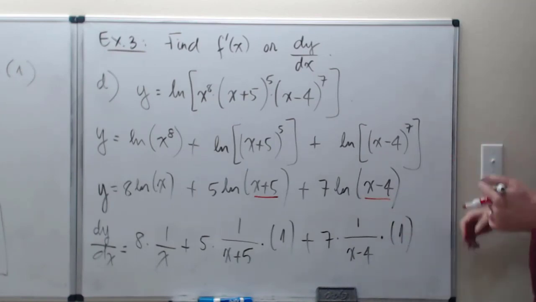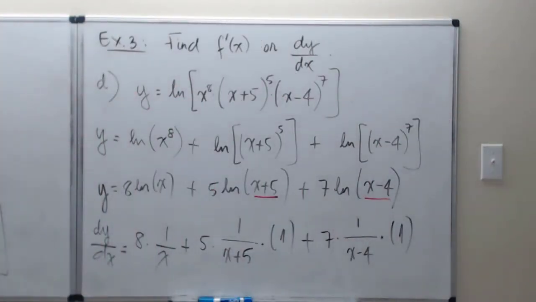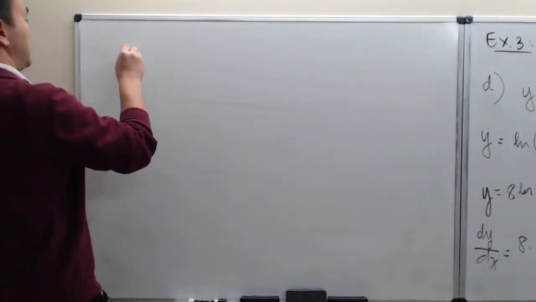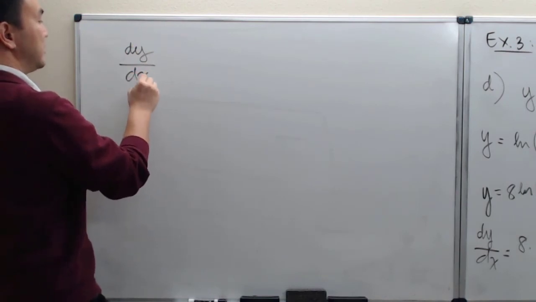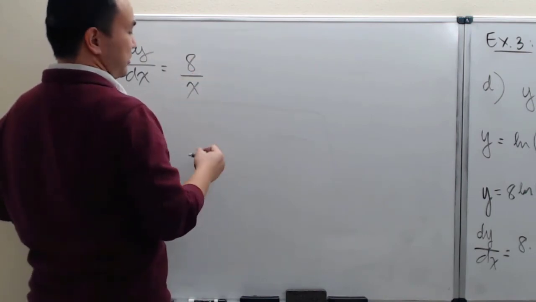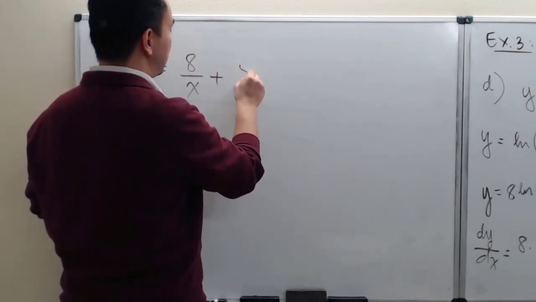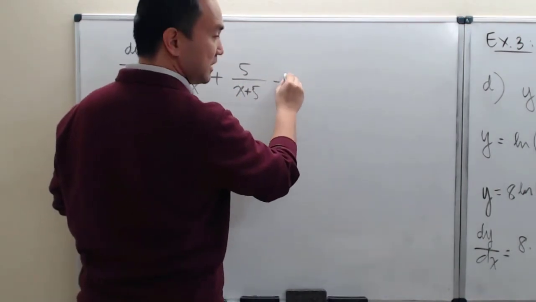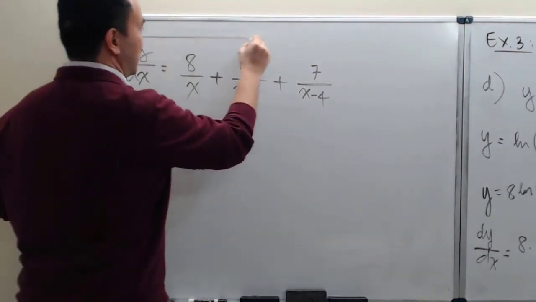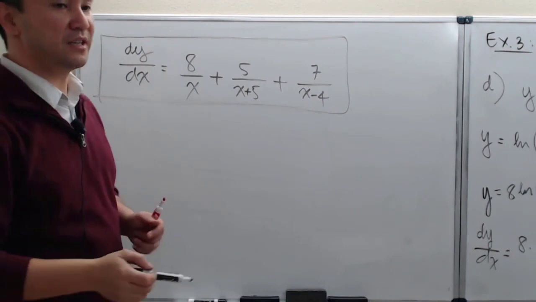Okay, and so now on my other board, I'm simply going to write the final answer after re-expressing the terms a little bit. All right, so my final expression. And for this problem, I'm not going to worry about putting that into one simplified fraction anymore. I can leave that for you. So here I'm just going to have 8 over x plus 5 over x plus 5, plus 7 over x minus 4. And I'm not going to worry about getting that into the simplified expression.